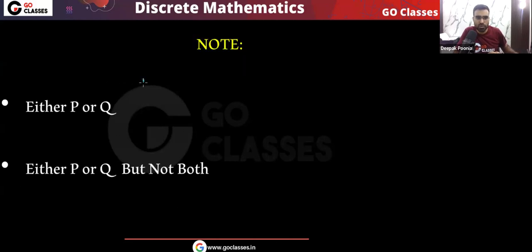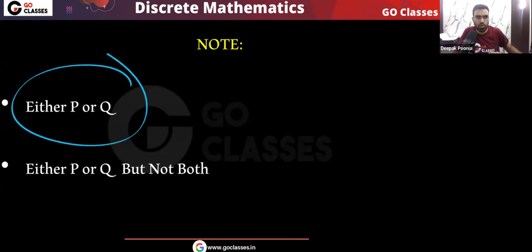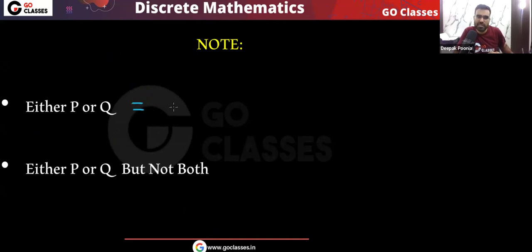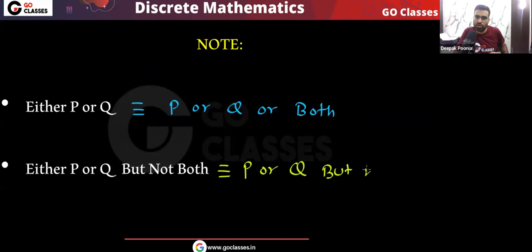Okay, I want to make one point very clear, that when you see this statement either P or Q, what it means is basically P or Q or both. So remember, whenever you see this statement either P or Q, it basically means either P or Q or both. And when you see this statement either P or Q but not both, then it is very clear that here we will count P, Q but not both. So this is very simple, P or Q but not both.